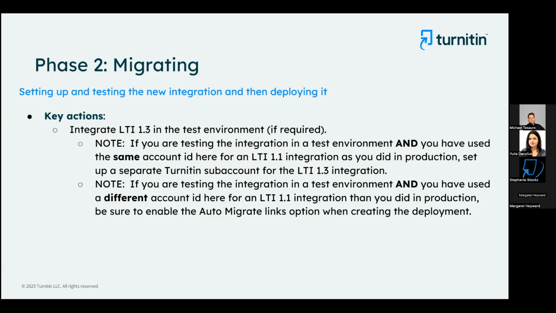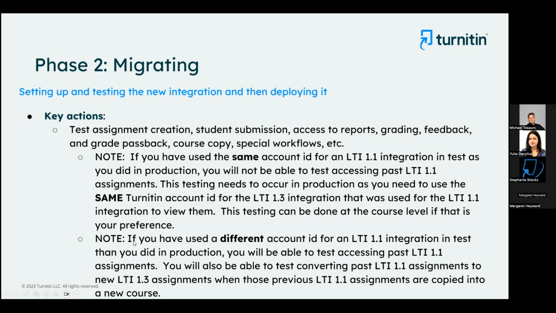If, however, you are testing the integration in a test environment and you have used a different account ID than for the 1.1 integration that you have in production, be sure to enable the auto migrate links option when creating the deployment. And again, I'll talk more about that and have screenshots for that in just a second. Other things that you might want to consider: test assignment creation, student submissions, access to reports, grading feedback and grade passback, course copy, and any special workflows.